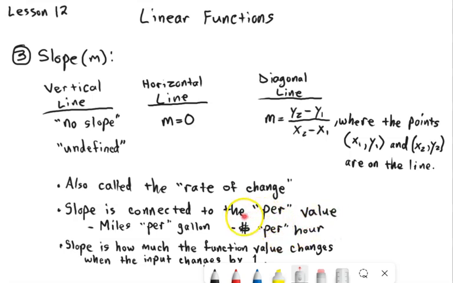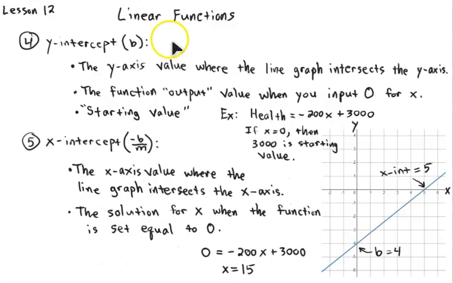And so the slope, anytime you see the word per with a number, it's probably a slope. Slope is how much the function value changes when the input changes by 1. Like I said, if you earn $12 per hour, your pay changes by $12 whenever your hours go up by 1. If your car gets 20 miles per gallon, then you've gone 20 miles every time you use 1 gallon of gas.